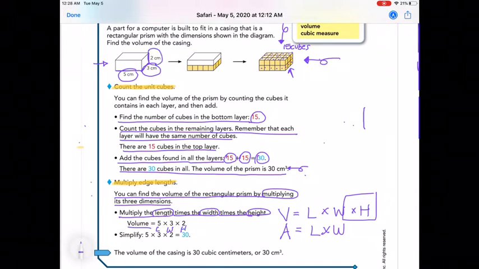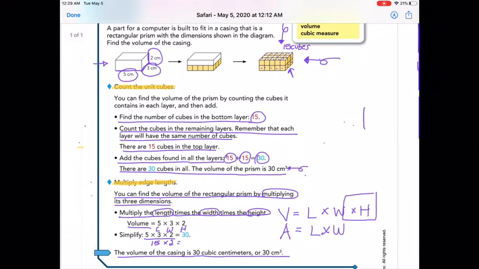So all you have to do is take 5 times 3 times 2, right? 5 times 3, 15. 15 times 2 equals 30. The volume of the casing is 30 cubic centimeters or 30 centimeters cubed. Okay, so that's our sample one.